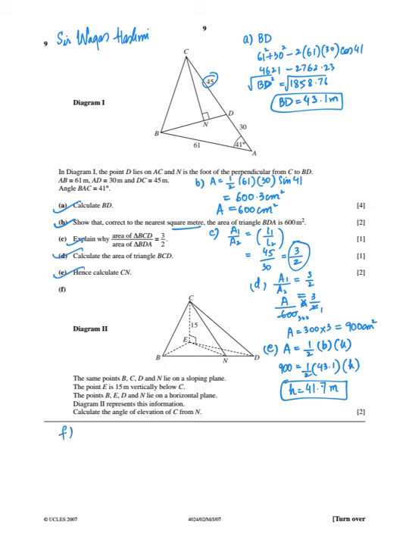For part F, the same points B, C, D and N lie on a sloping plane. The point E is 15 meters vertically above C. The points B, D and N lie on a horizontal plane. Draw a diagram to represent the information. Calculate the angle of elevation of C from N.